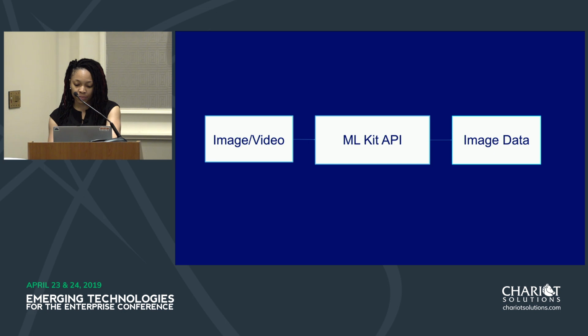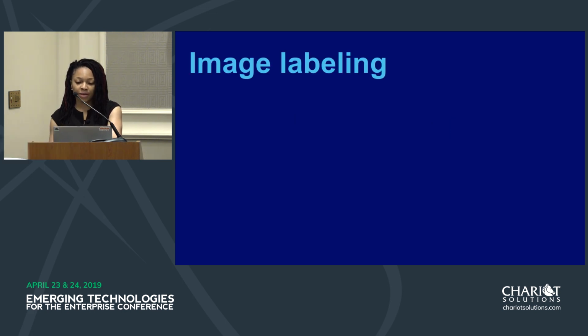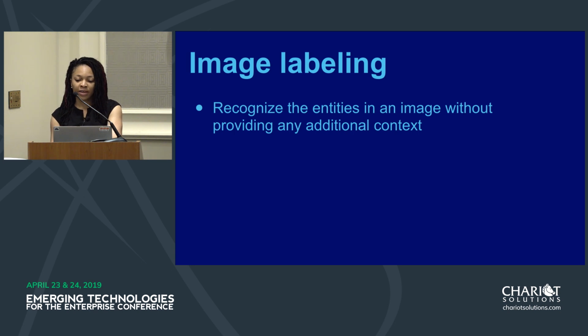So the first one is the image labeling API. Like the name says, it's used to recognize images. It recognizes entities in an image without providing additional context. And the entities are people, things, activities, places, whatever it is that's in the image, it recognizes that without you providing additional context. So what you do is just send the image and it tells you what it contains.